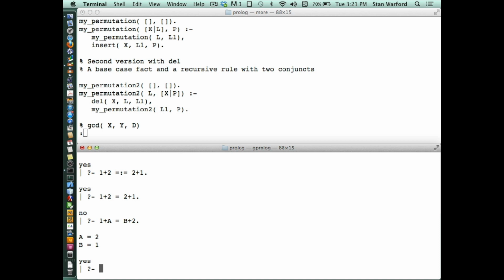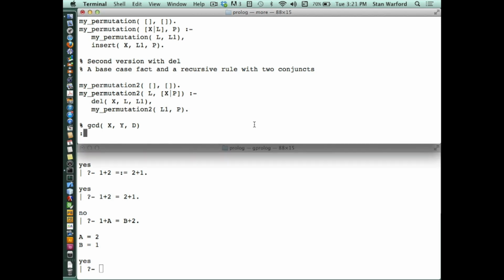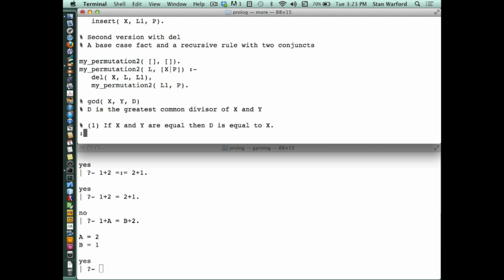Are we good? Now, what's the definition of the greatest common divisor? You know the recursive definition of the greatest common divisor? Here's the definition. If x and y are equal, then what is the greatest divisor of x and y? If they're the same number, what's the greatest common divisor of 23 and 23? 23. Okay, so it's x, yeah?